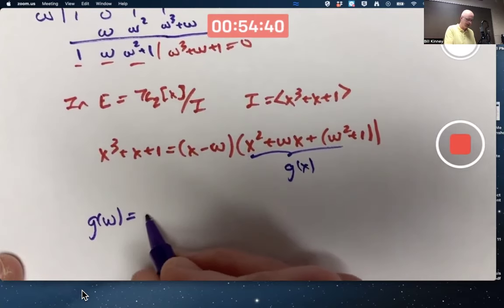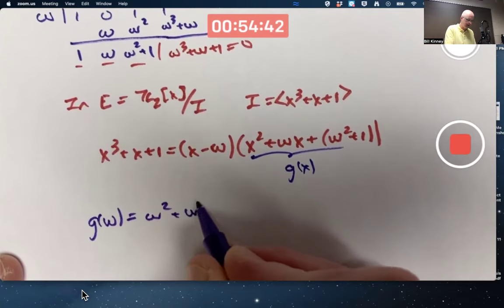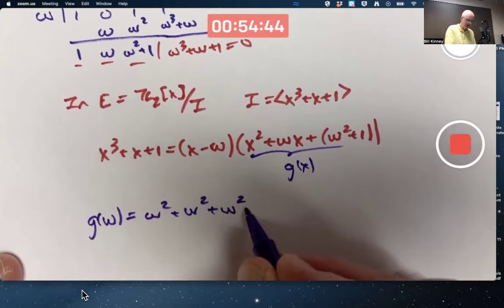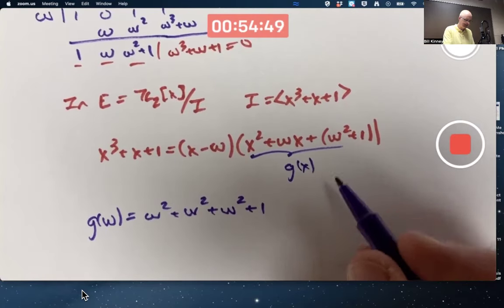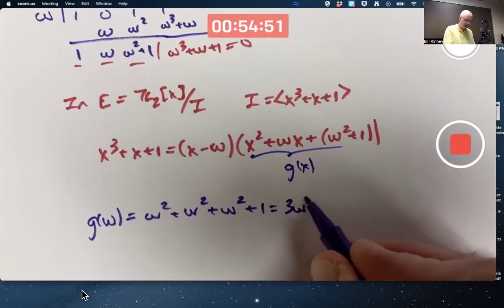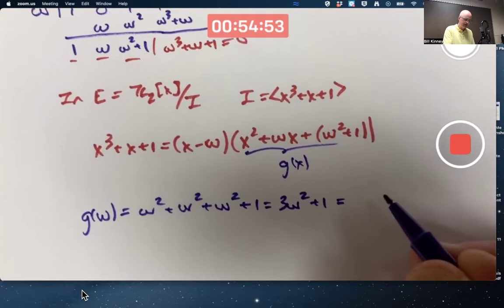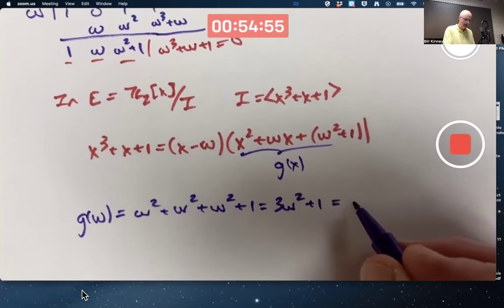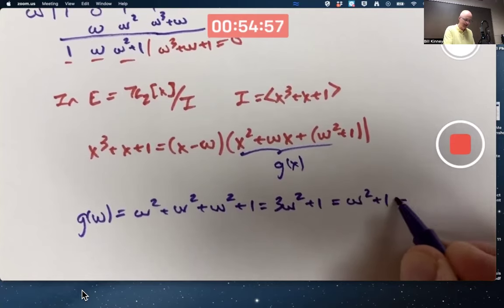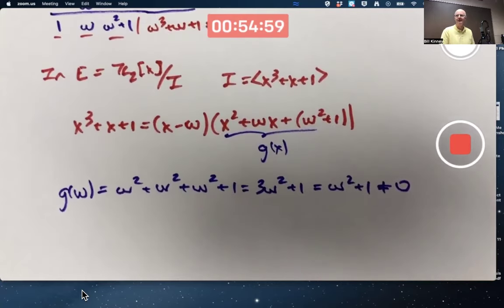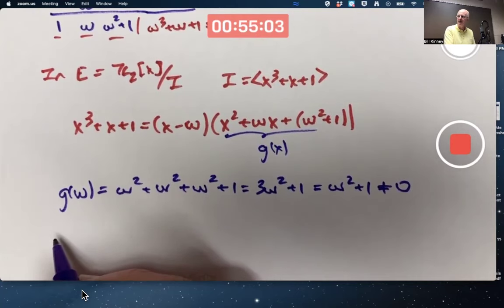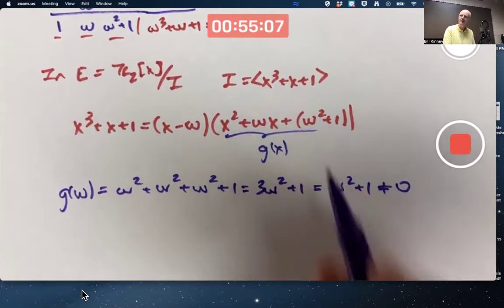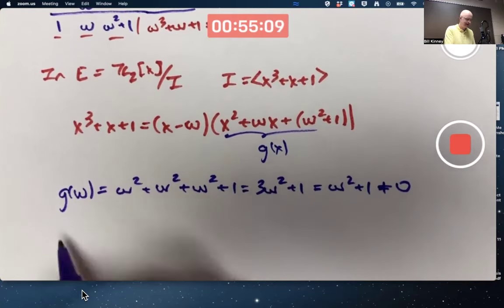What's g of omega? It would be omega squared plus omega squared plus omega squared plus 1, right? Plugging in x equals omega, 3 omega squared plus 1. Mod the coefficients by 2. That's omega squared plus 1, not 0. Okay, so omega is not a double root of the original polynomial because it's not a root of this factored part. Not a root of g.